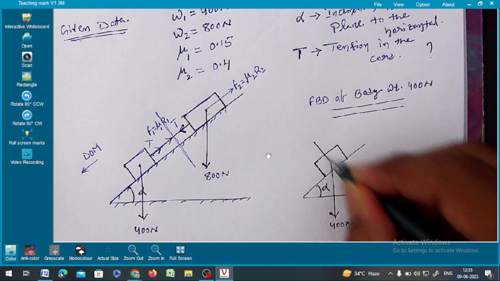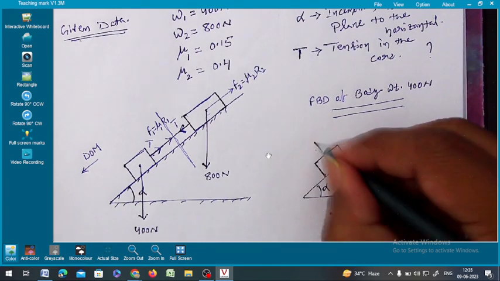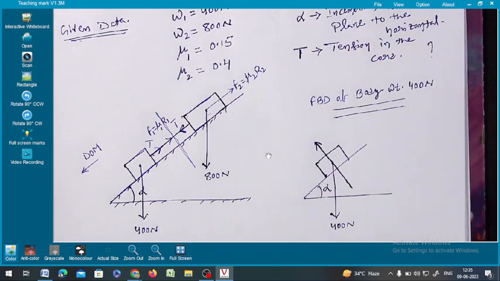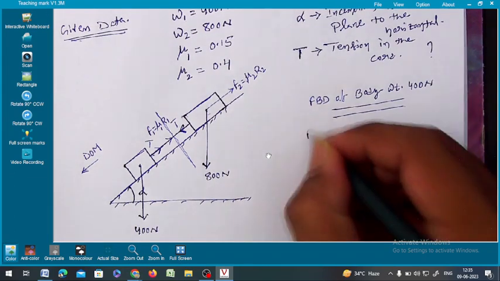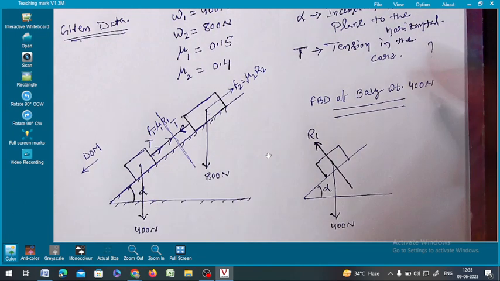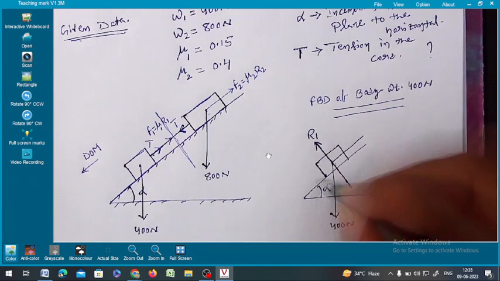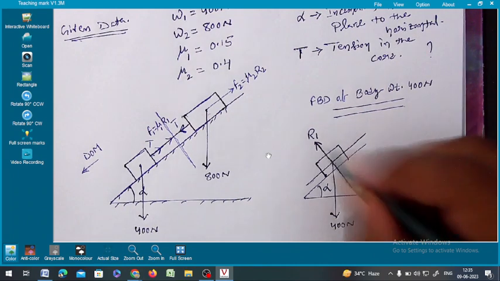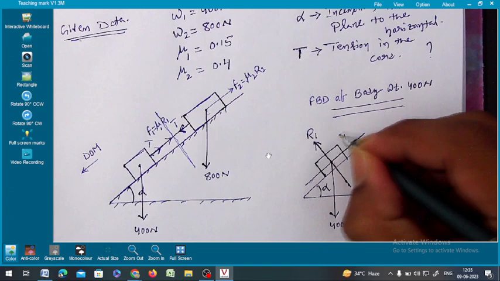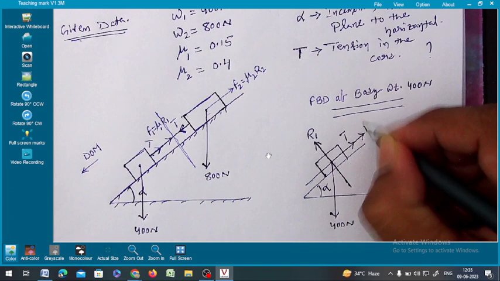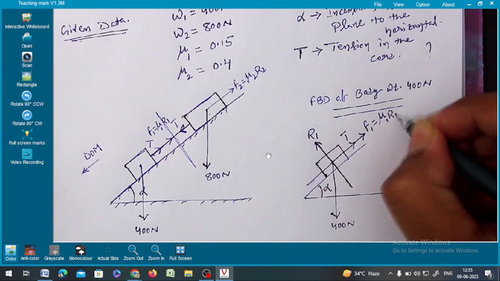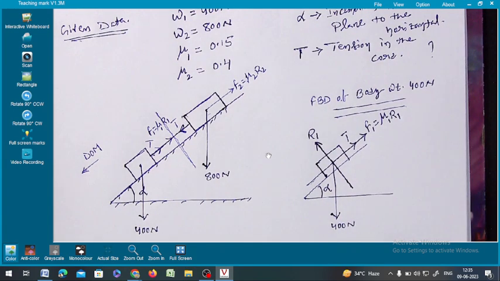And this is your which reaction? Normal reaction. So what is the name I will give? Because it is the first body, it is R1. Very good. So see the main diagram also. I have drawn the horizontal and vertical line. Now here you have tensile force or not? So this is your T. And in this direction also you have the frictional force, that is F1 is equal to mu1 R1. Mu1 is already known to you, 0.15.